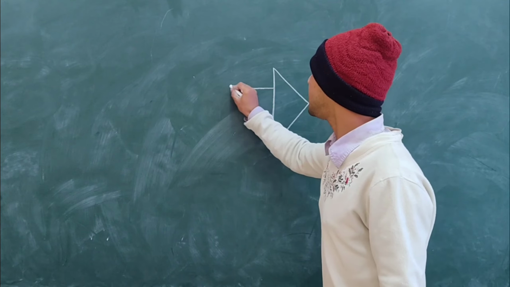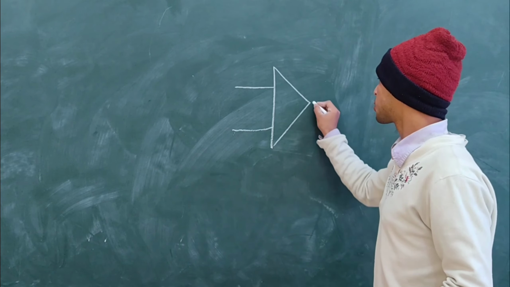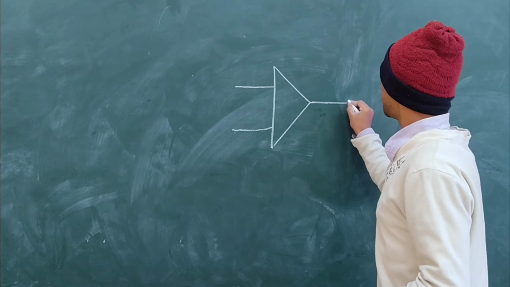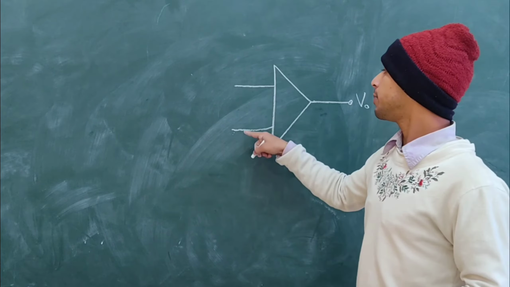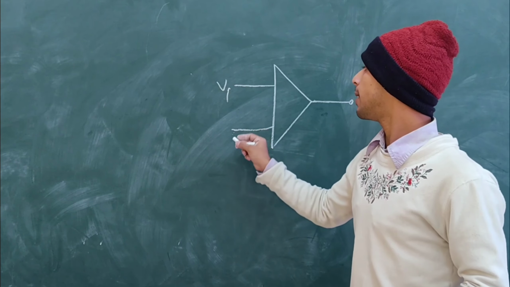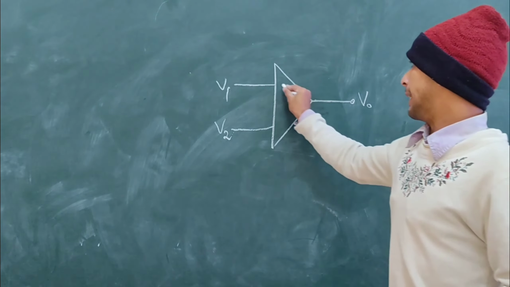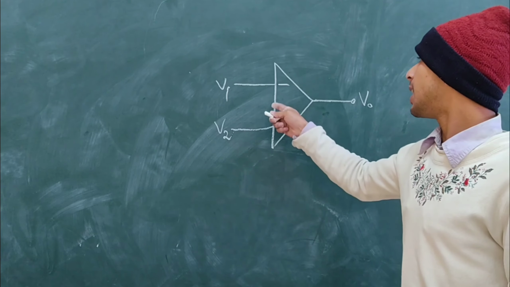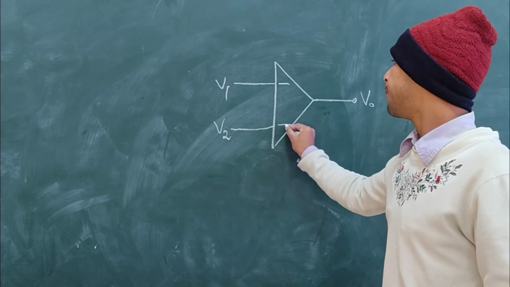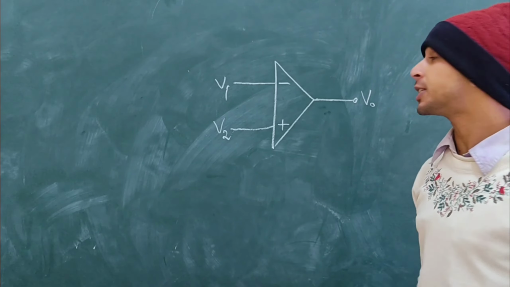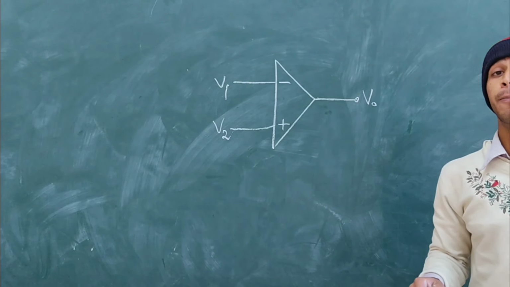there are basically three terminals. We use only three terminals, that's why we are presenting only three. This terminal is the output terminal denoted by V0. And these two terminals are input terminals denoted by V1 and V2. Where you see a negative sign, it means it's the inverting input terminal, and where you see a positive sign, it represents that the V2 terminal is the non-inverting input terminal.